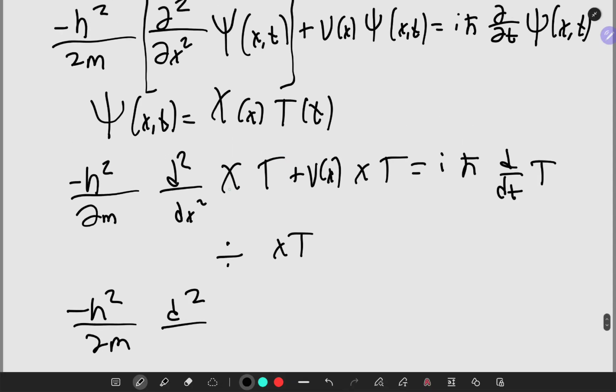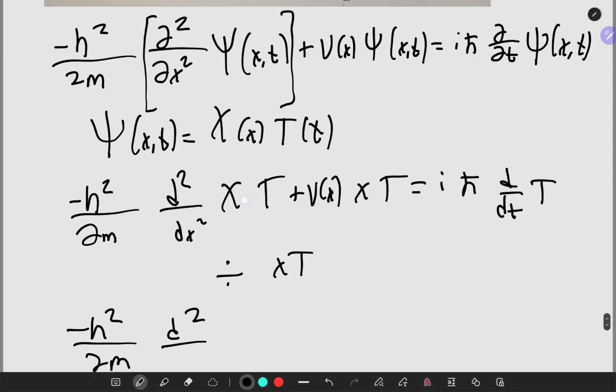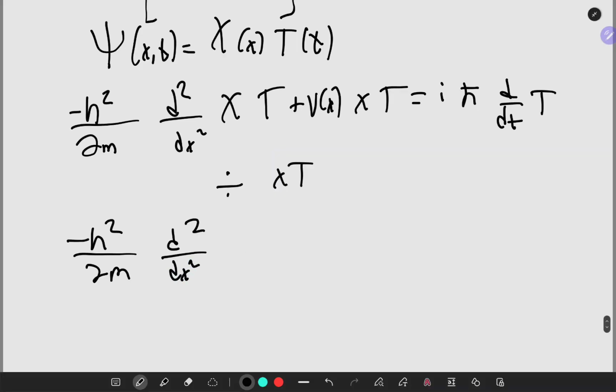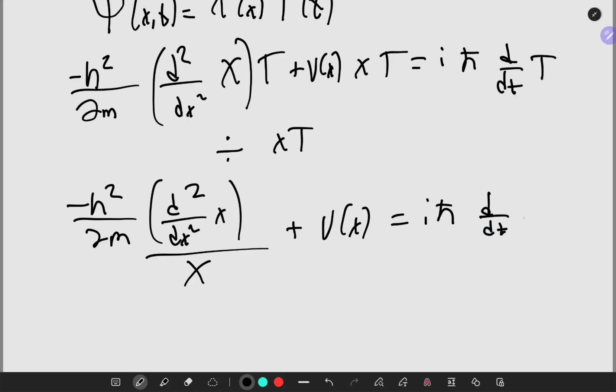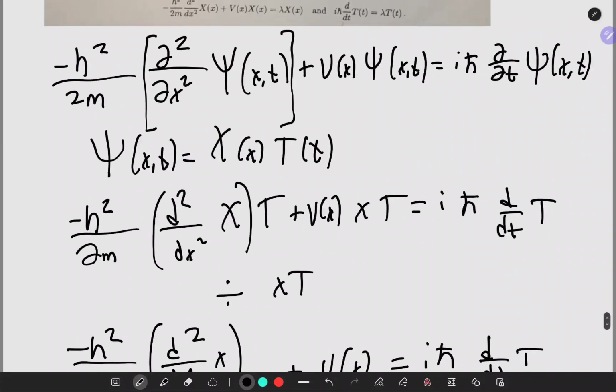Sorry, where did this come from? Oh yeah, this is one term. I'm going to group this together. Times T, so that goes away, and we're left with over X, plus V of x times X T, which is nothing, so that's i h bar, d dt of T, so that's d dt. There's supposed to be an X there, right? Yeah, I forgot the X.